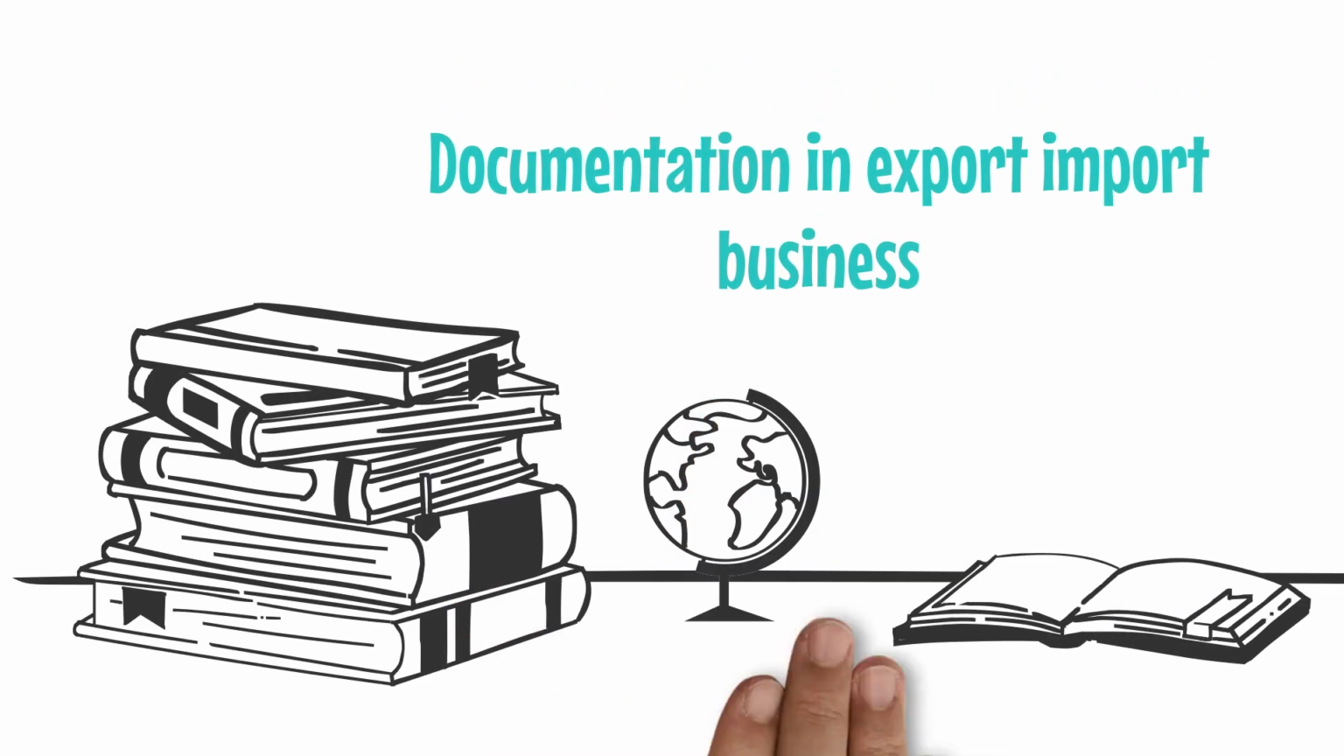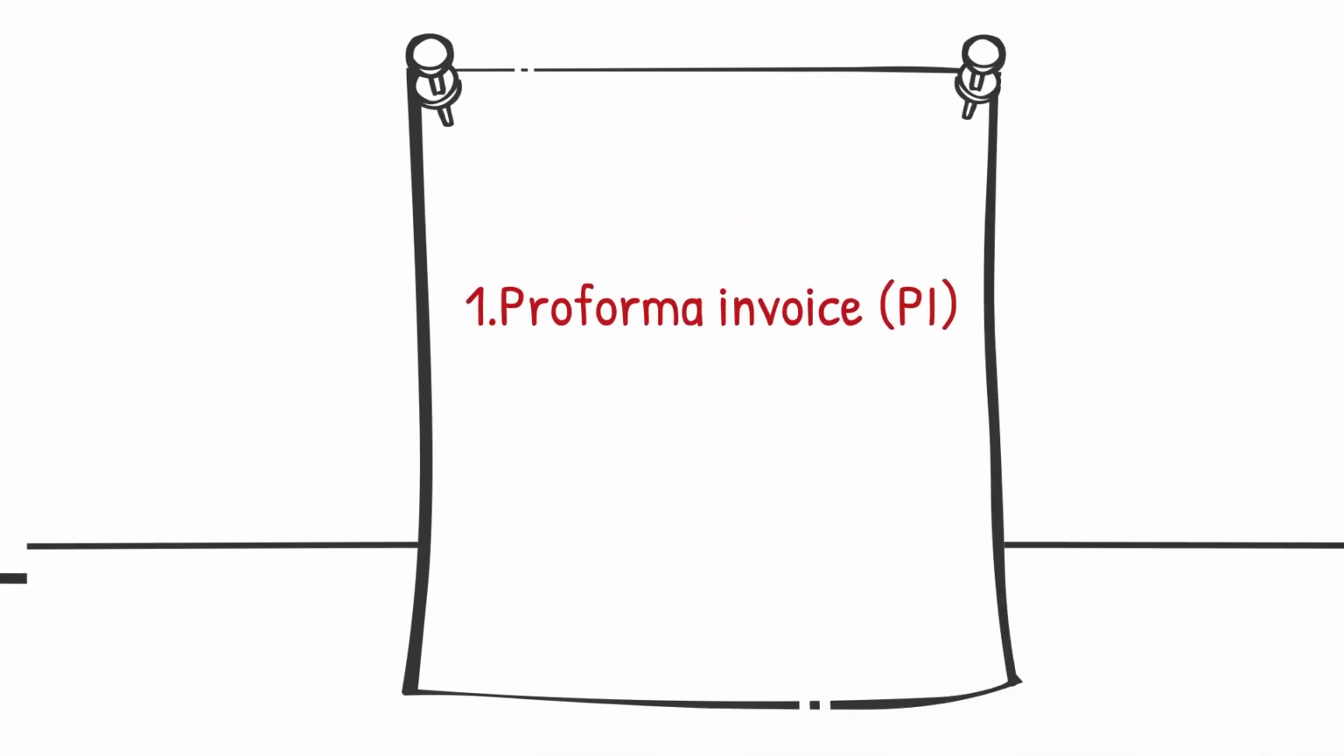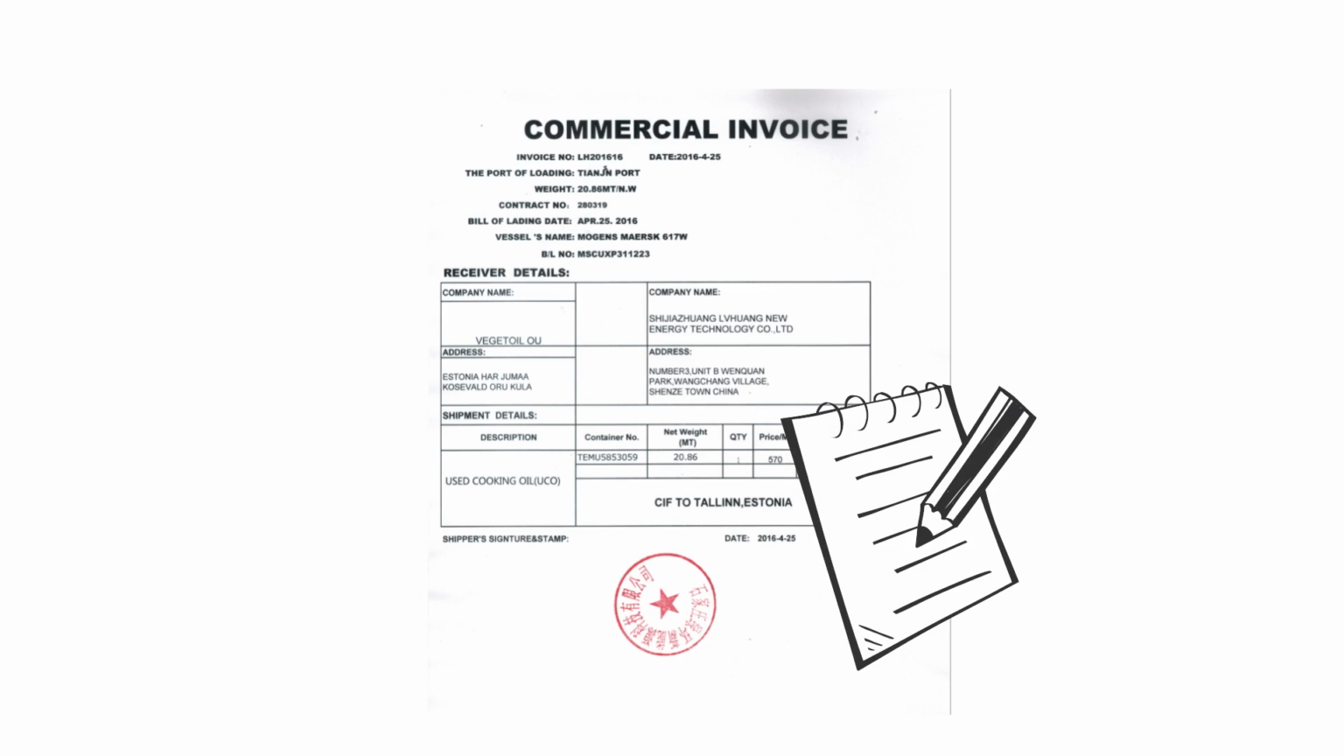Part 2. Documentation in export-import business. 1. Pro forma invoice, PI. This document will state the value per unit for the goods, and the total value of the goods exported. Also, the exporter and importer details are stated. There is no formal format for the pro forma invoice. Make sure all the needed data is stated.